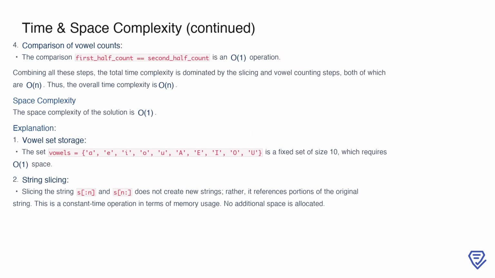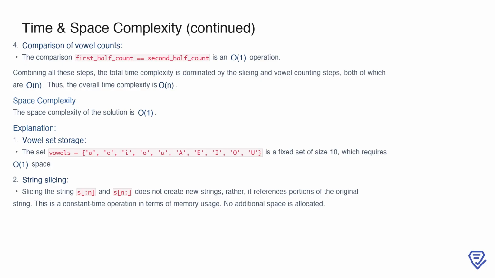After determining the time complexity of slicing and counting vowels, the comparison step, where we check if first_half_count equals second_half_count, is a simple equality check and takes constant time, or O(1). Since the slicing and vowel counting steps dominate the runtime, the overall time complexity remains O(n).